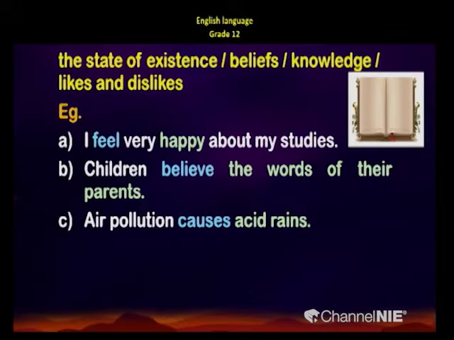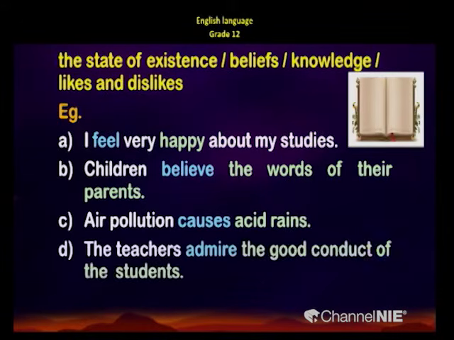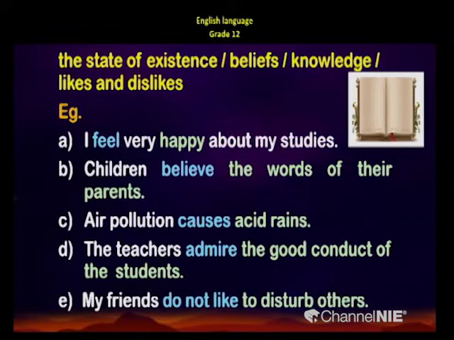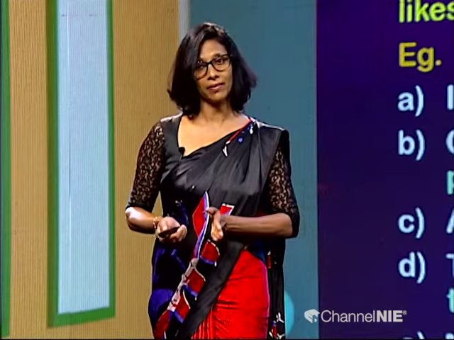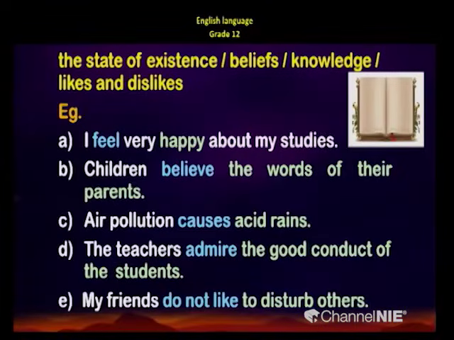Air pollution causes acid rain, something to do with our knowledge. The teachers admire the good conduct of the students. My friends do not like to disturb others. So, when we want to explain all these ideas like existence, beliefs, knowledge, likes and dislikes, once again we are using simple present tense sentences.